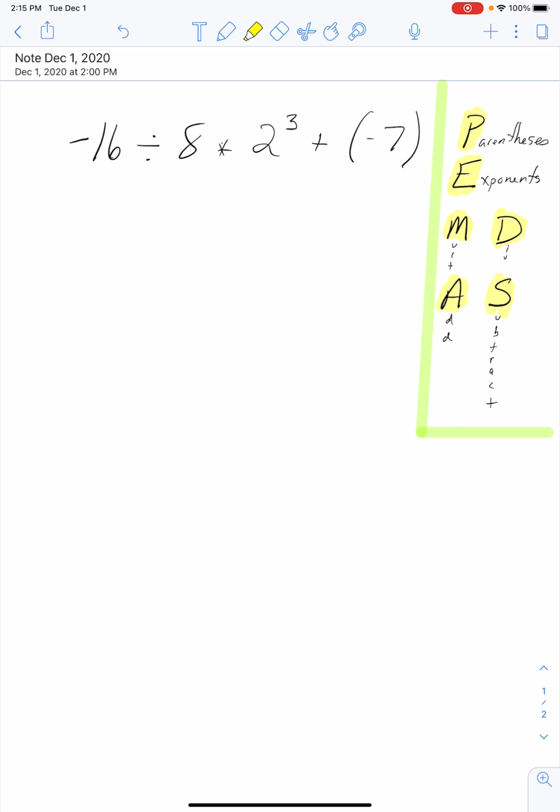So I picked this problem because it does have a good mix of all these things in it. The first thing I want to do is check to see if there are any parentheses that I have to take care of. Now, in this case, you can see we have some parentheses here, but there's no operations to do inside of those. Those are just used to help us see the -7. So I'm just going to cross off parentheses because I checked for those and there's nothing there to do.